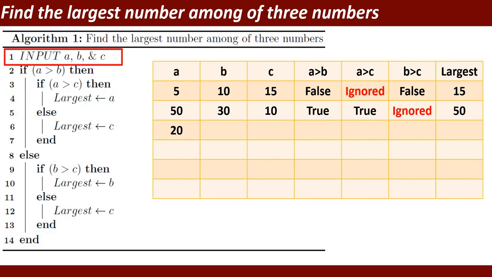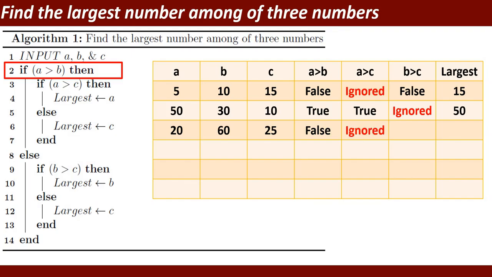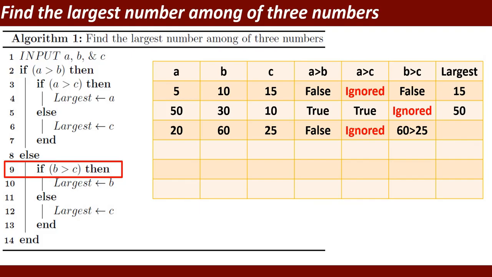Another example: A is 20, B is 60, and C is 25. Then it will check if 20 is greater than 60. False. In case of false, lines number 2, 3, 4, 5, 6, 7 will be skipped and control will move to line number 9, that is the else part. If B is greater than C, the value of B is 60, greater than 25, yes. In case of yes, or true, it will move to line number 10, that is largest will get the value B, and in this case largest will get the value 60.